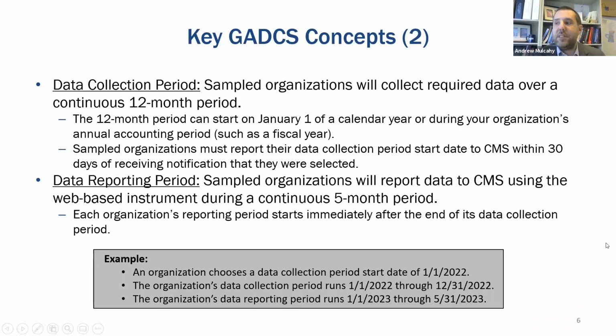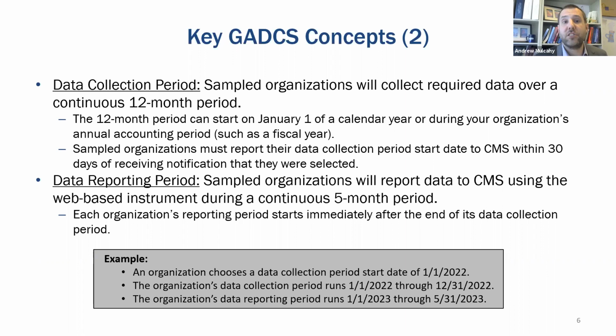A couple other key concepts on timing. So there's this 12-month data collection period that each ground ambulance organization will have. That starts at a different time for different organizations. You have your choice of using a calendar year basis for that data collection period, or if your organization uses a fiscal year that's different, you can use another period like your organization's fiscal year. Say if it starts mid-year, that's also fine. So you have some flexibility in when that data collection period starts.